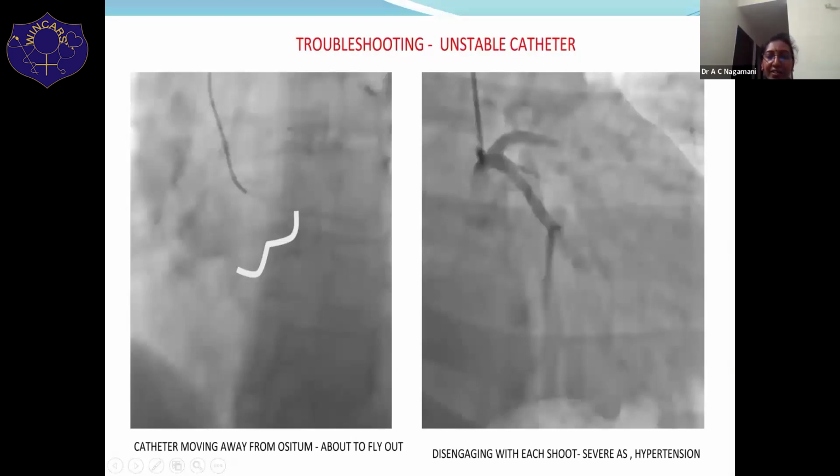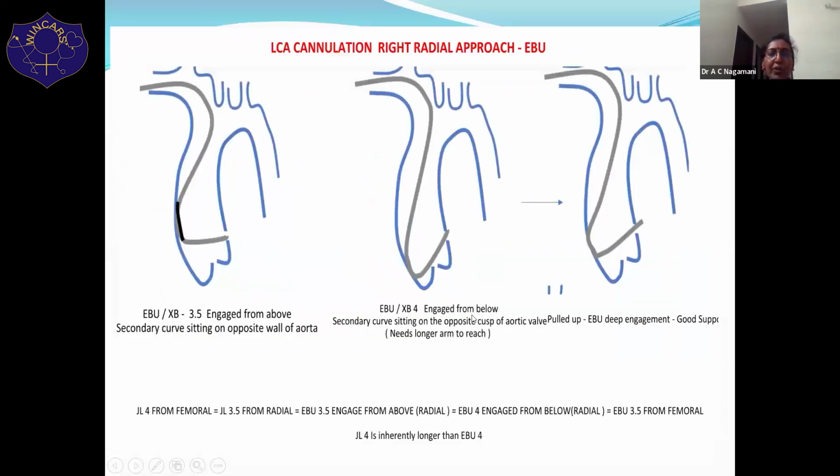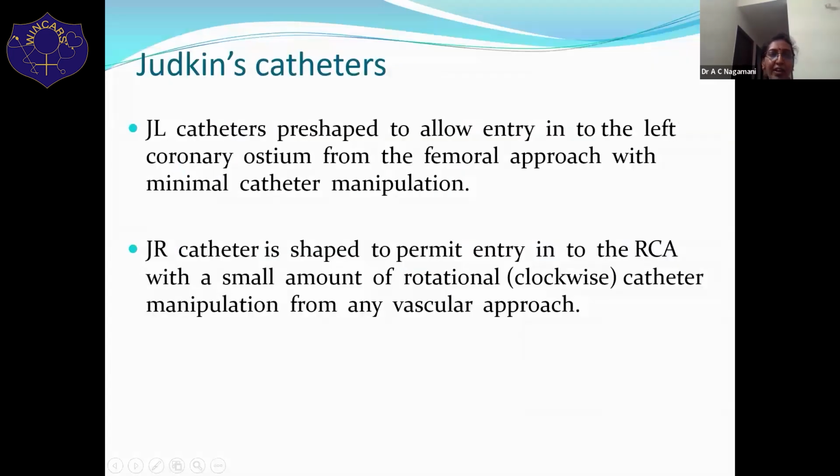If the catheter is unstable, we have to ask for some maneuvers. It can get disengaged, especially in a patient with severe AS or hypertension. Catheters can be really unstable. Even in a short and small aorta, this can happen. So here we have to push the catheter onto the aortic valve and loop it until it reaches the left coronary ostium. This maneuver needs to be done to ensure proper engagement. If we are not able to engage with radial, we can switch over to an extra backup catheter, which gives us support. We can engage either from above as shown in this picture, or make a loop and get support and engage it from below. This can cause a deep engagement and gives good support, especially when you are doing angioplasty.